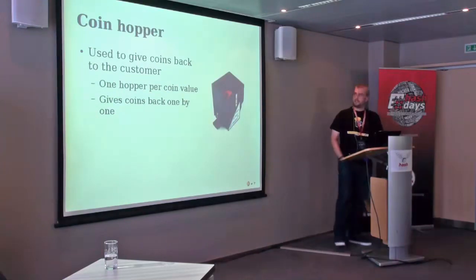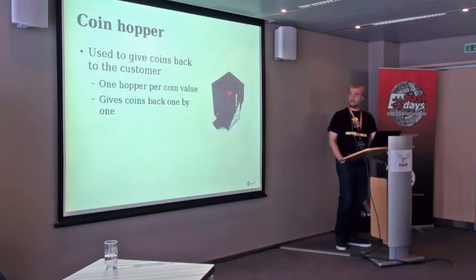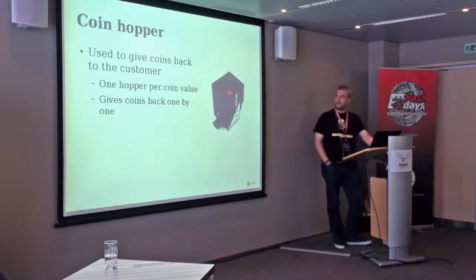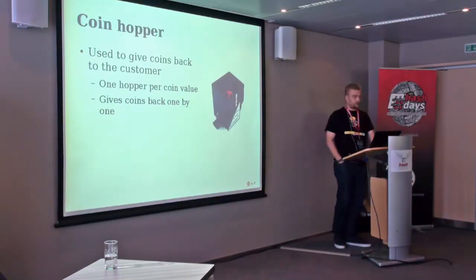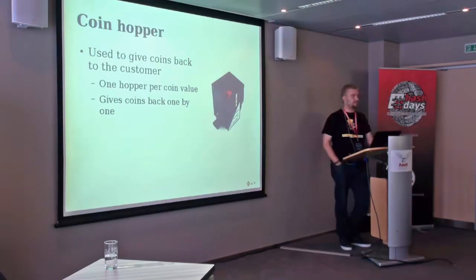Another kind of machine is what is called a coin hopper. It's kind of a tray that is able to give the money back to the user. There's a lot of money in the tray, and once commanded to, the hopper can give back 1 coin at a time. This is normally used to give you the money change or something like this.